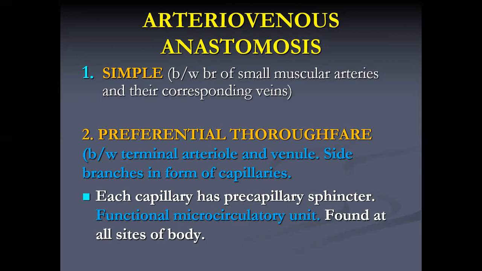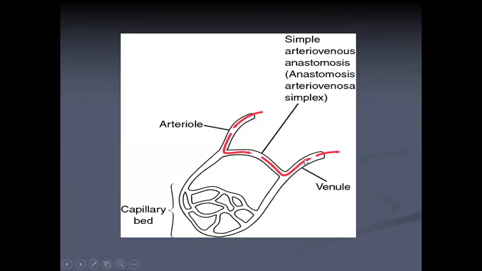This can be seen in the skin of the nose, from where usually epistaxis, nosebleed, occurs. Then in the mucosa of the nose, in the external ear, and in the erectile tissue of the external genitalia. So in simple anastomosis, arterial blood passes directly into venous blood through a straight channel. It bypasses the capillary network.